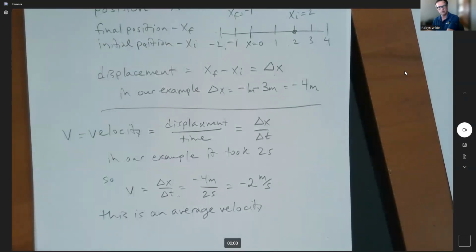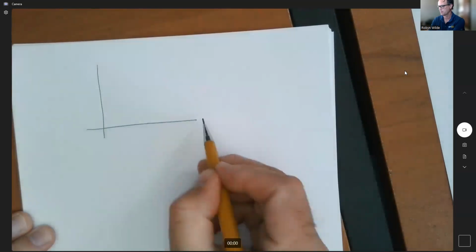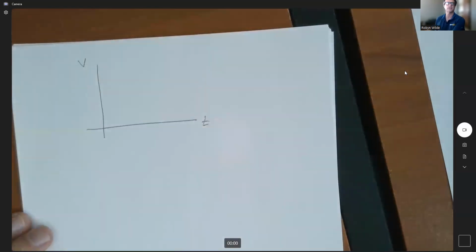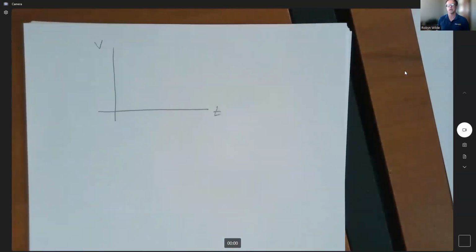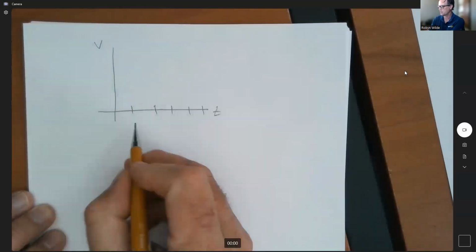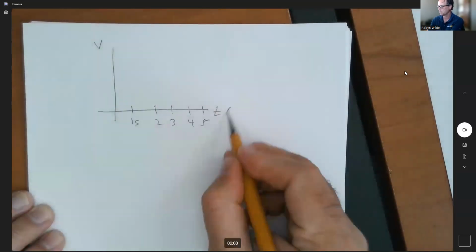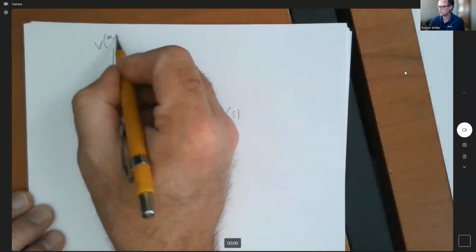Maybe it's a good exercise to make a graph of this. Let's graph our velocity versus our time. All right, so here's a graph of velocity versus time. So let's put on some coordinates here. So 1 second, 2, 3, 4, 5. So this will be in seconds, and our velocity will be in meters per second.